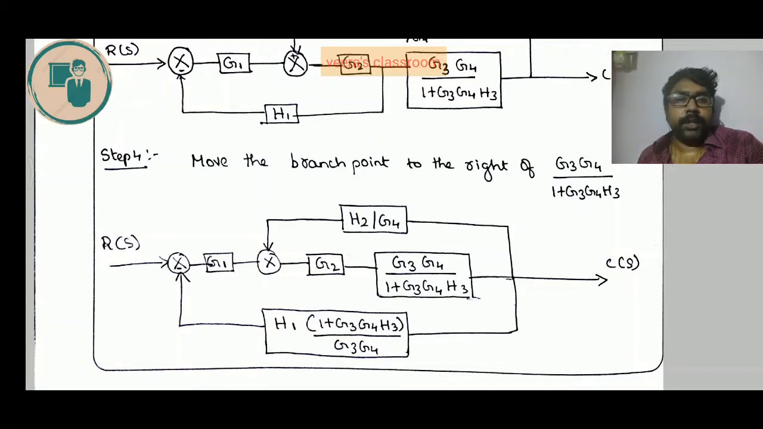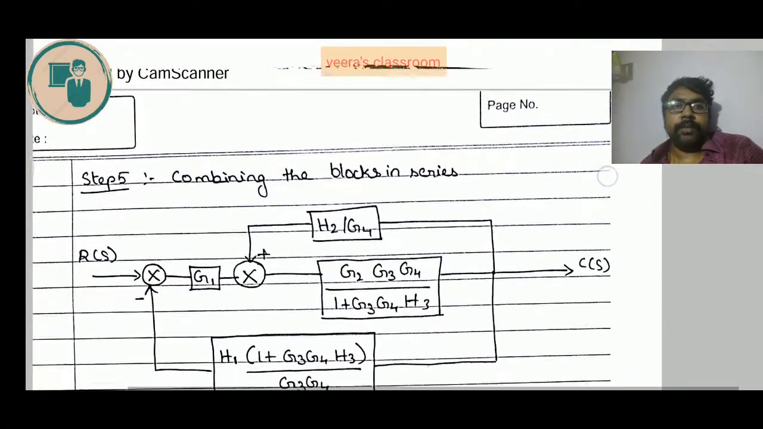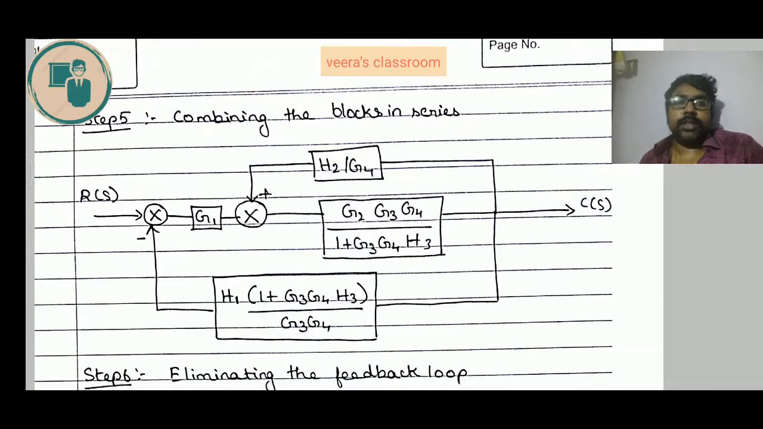We have multiplied it. So we have a feedback loop here, but before solving the feedback loop, we have a series term. G2 is in series with G3, G4 divided by 1 plus G3, G4, H3. So we will first do the series, then we will do the feedback. Combining the blocks in series, it is going to be G2, G3, G4 divided by 1 plus G3, G4, H3. Now we will solve the feedback loop.